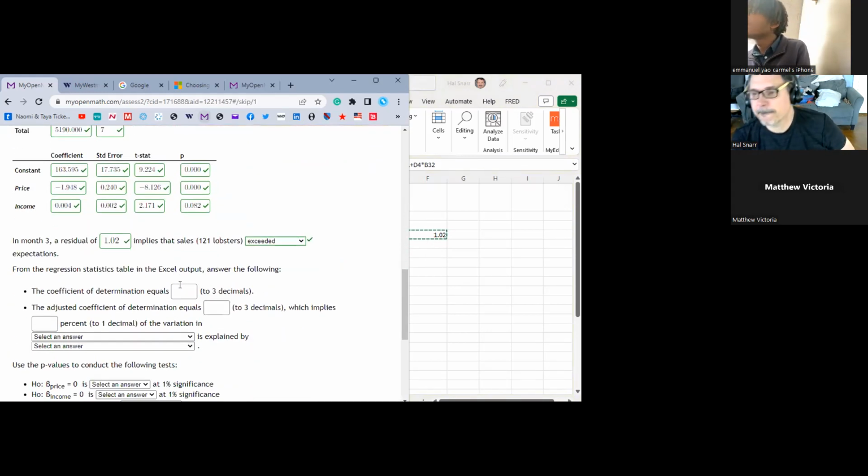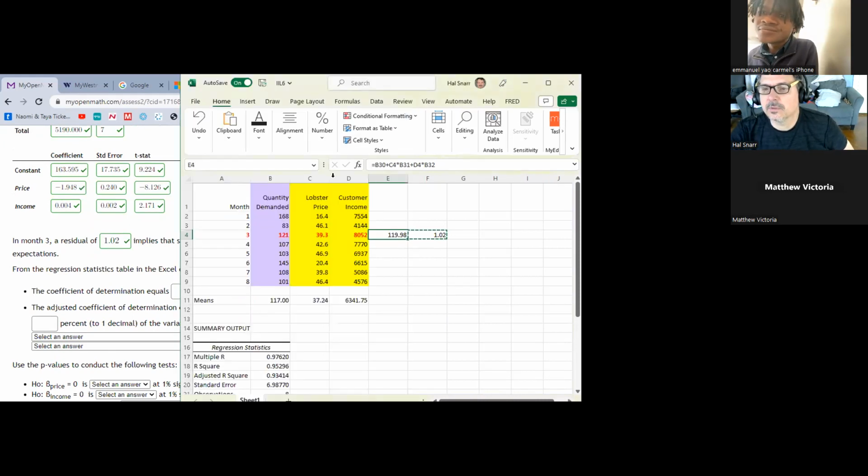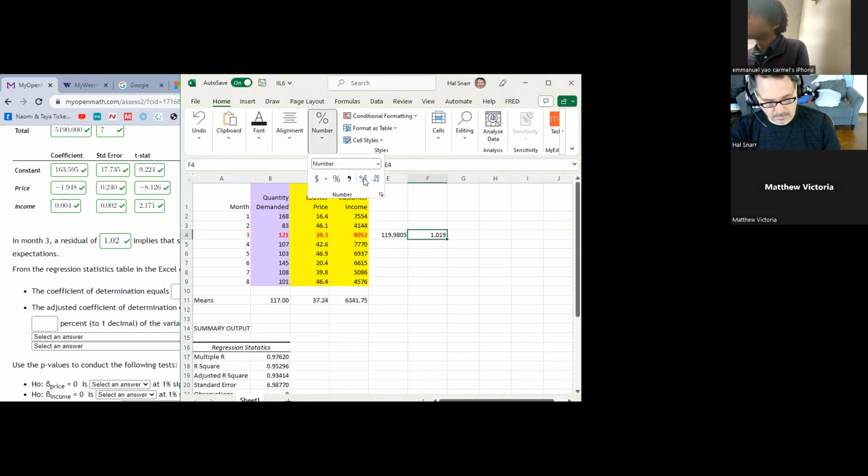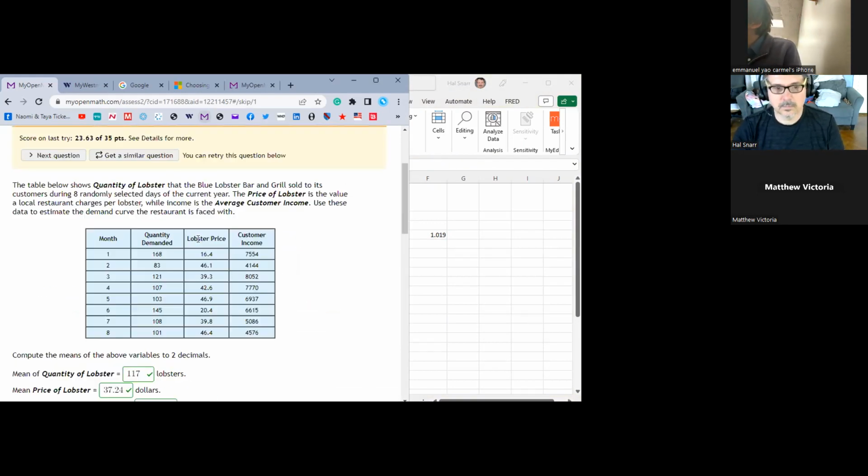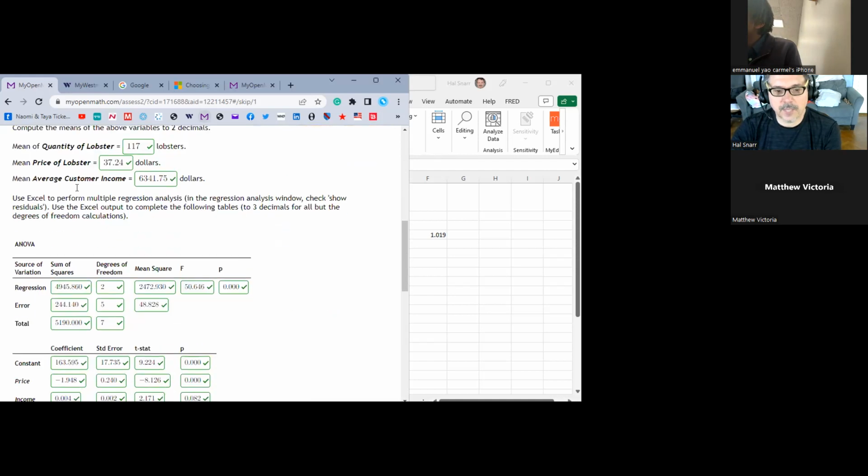But I don't know why it's coming error. Where's the error? For the residual. Oh, try 3 decimal places. Okay. Yeah, try 3 decimal places. Is it good now? Yeah. I'll try 3 decimal places. Yeah, 3 decimal places worked, right?